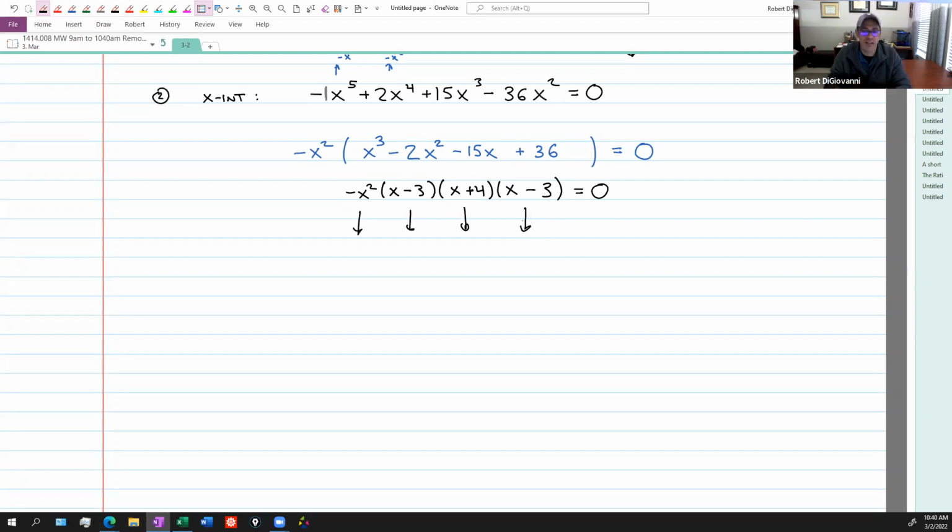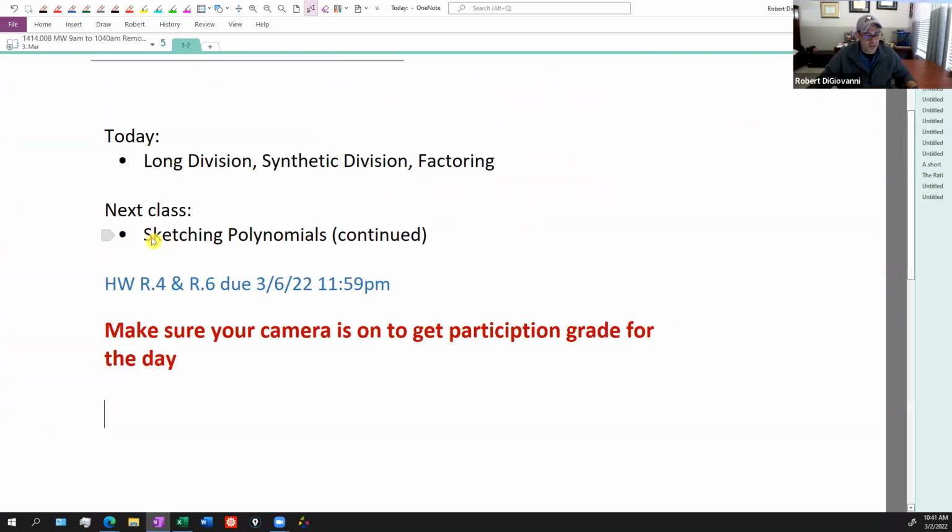We'll continue this next class. I don't want us to get into this because we're done as far as time. But I hope that you can appreciate the power of what we have now in our toolbox. Synthetic division is extremely powerful when it comes to factoring things. I know long division is tedious, but synthetic division is extremely important. So next class, we will go back to sketching polynomials, but now we'll have this new tool for factoring. So anything we face, we should be pretty okay with.